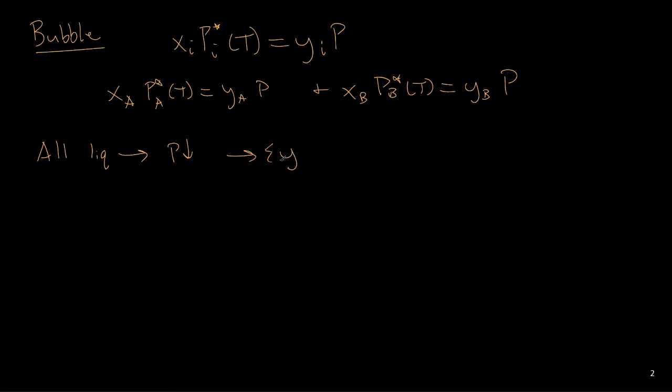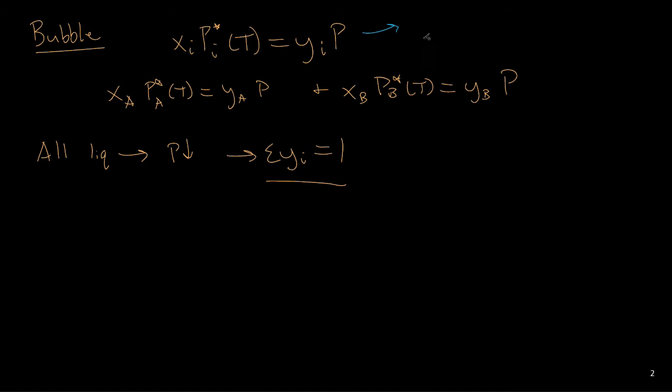Now, in order to be consistent, we're going to say that the summation of y_i has to be equal to 1, which means that the total composition of the vapor phase has to be made up of A and B. So in order to make sure we don't violate any rules, this allows us to have a good starting point to making sure everything is going to be okay.